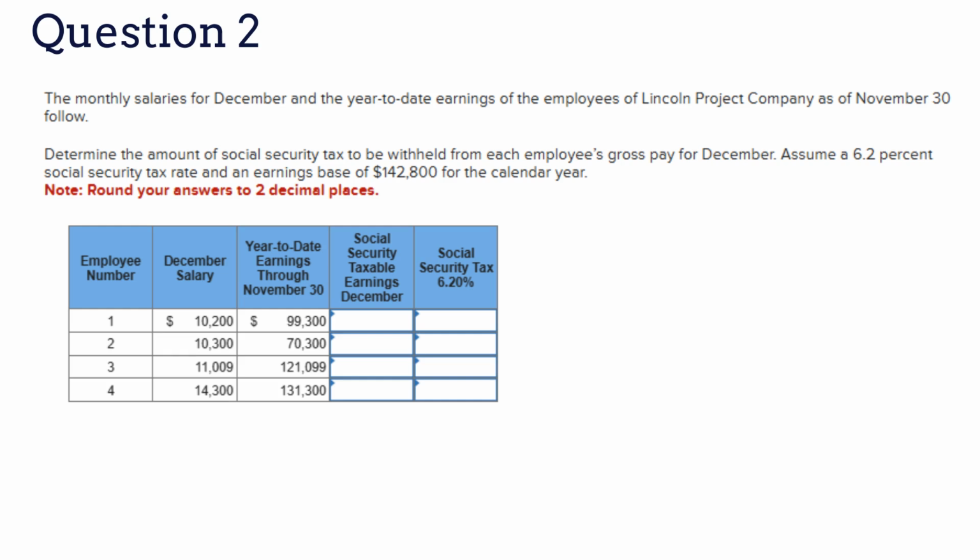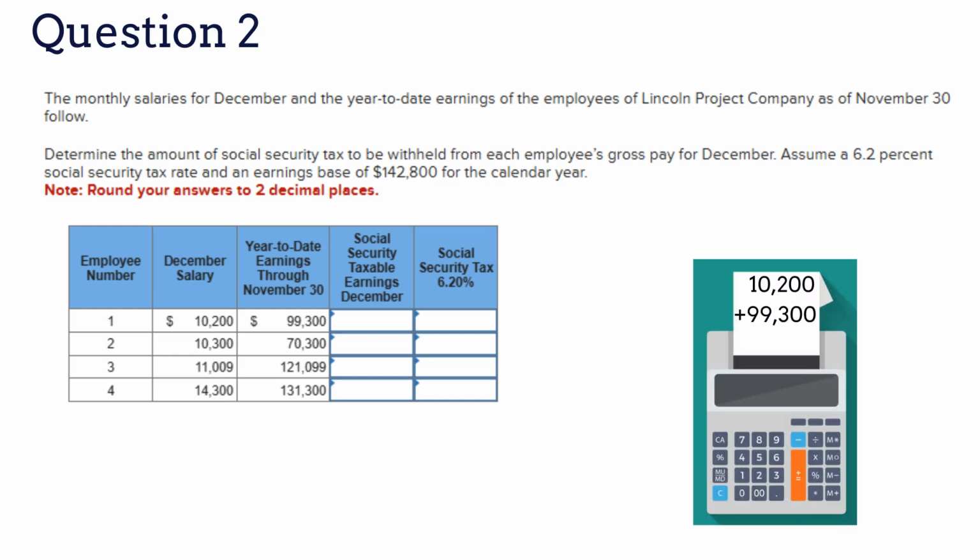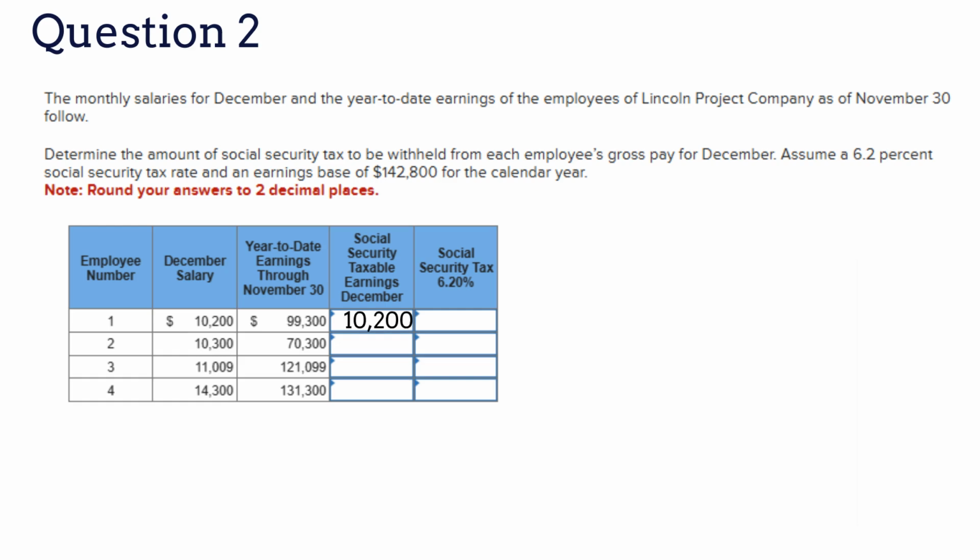Employee 1 has a December salary of $10,200. First, you need to figure out if the employee's year-to-date salary plus December exceed the maximum wages per year that are subject to Social Security. $10,200 plus $99,300 equals $109,500. So, that's less than the $142,800, and that means that all of the December salary is subject to Social Security. That is why we enter $10,200 into the taxable earnings for December column. We then multiply the $10,200, the taxable earnings, by 6.2%, which results in $632.40.